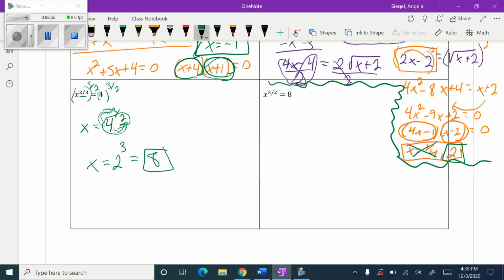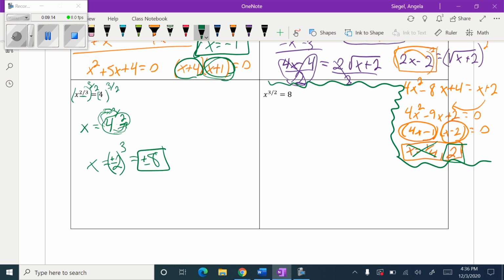And don't forget, when you take the square root, sorry, I forgot to put this, it's the positive negative of 2. So I'm taking both of those to the 3rd power. So I end up getting positive and negative 8.